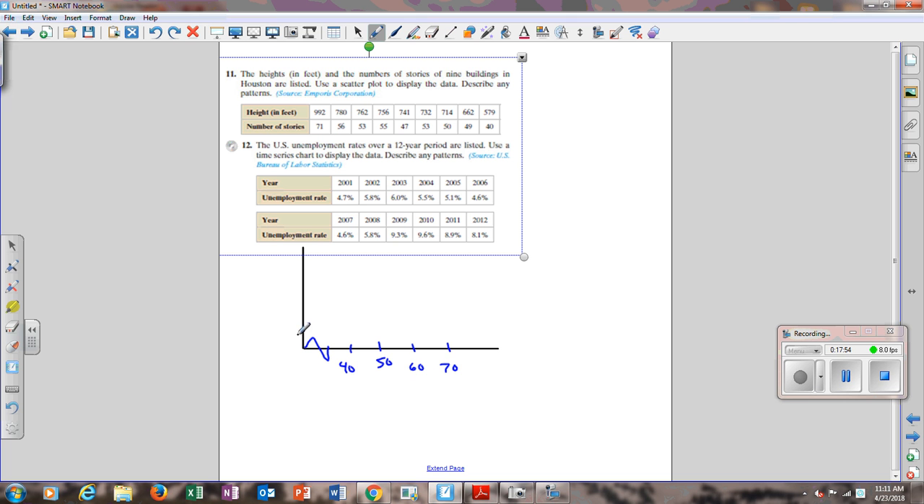And then as far as height, the temptation is to make a big gap in here and just start at like 500. You're technically not allowed to do that because it skews the entire data of the graph. So let's do 200, 400, 600, 800, and 1000.